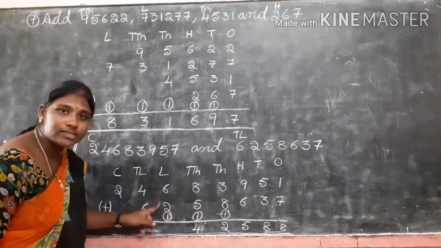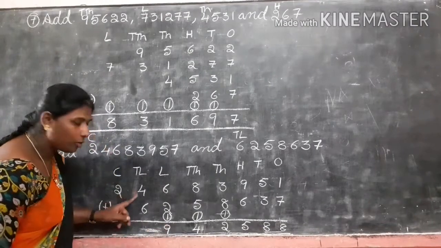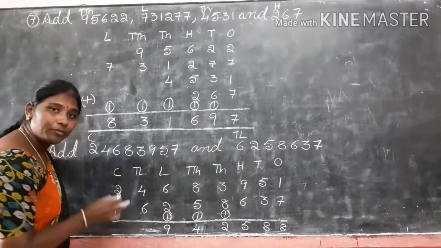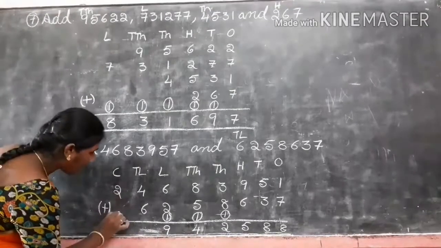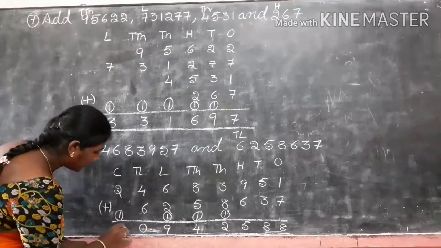Okay, next, 6 plus 2, how much? 8. 8 plus 1, 9. 4 plus 6, or 6 plus 4? It is 10. We get 2 numbers, so 1 we have to write in the next place. Here 0. Now 2 plus 1, 3.